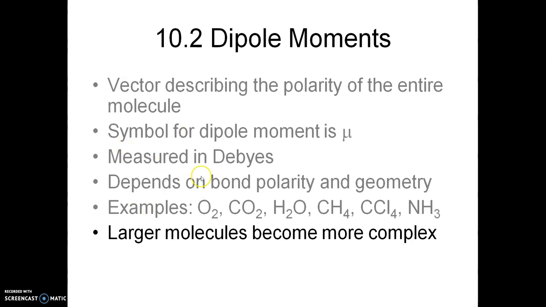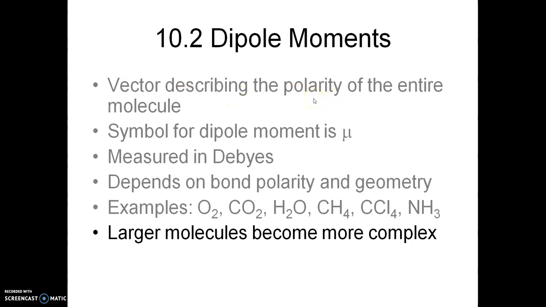So today let's look at something called the dipole moment of a molecule. A dipole moment is a vector, which means it has a direction to it. It's a directed quantity. So the dipole moment has a certain size to it, and it has a direction it points. That basically describes the polarity of the whole molecule.